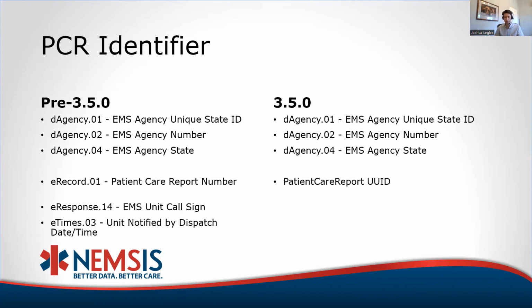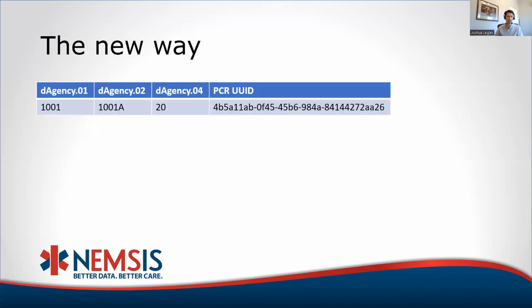The value here is that the UUID has strict requirements around its formatting and generation, the algorithm that's used. So we know for sure that if an agency switches software products or anything else they might do, they're never going to have two different patient care reports with the same UUID assigned to them. It'll never happen. So because of that, we don't need to worry about these extra identifiers that made things pretty messy.